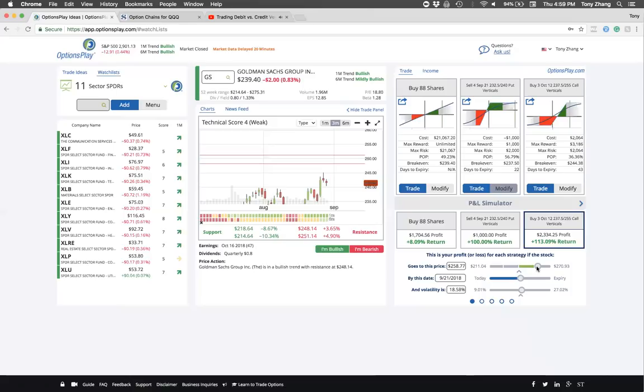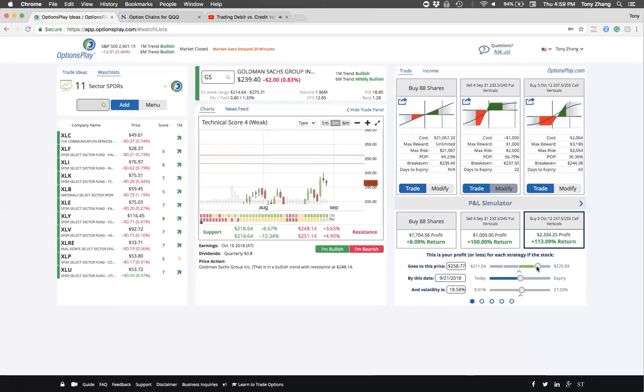We hear a lot of customers that say, I bought a call and the stock went higher. I don't know why I lost money. And what we always tell people is, use the P&L simulator. It really helps you understand what your potential reward is and what your risk is before you get into a trade, so that nothing surprises you.